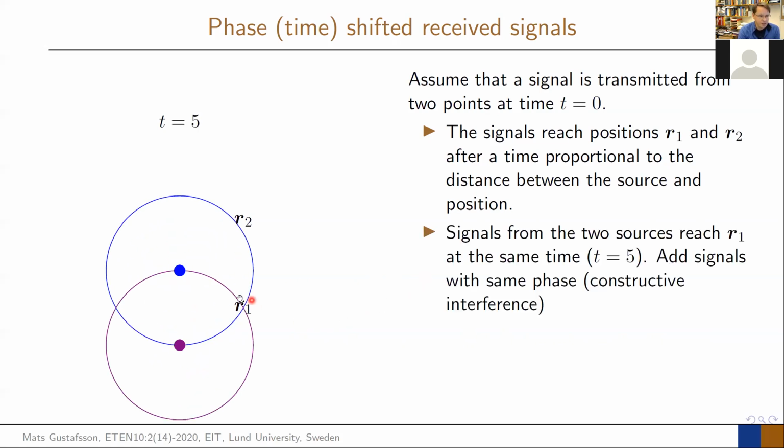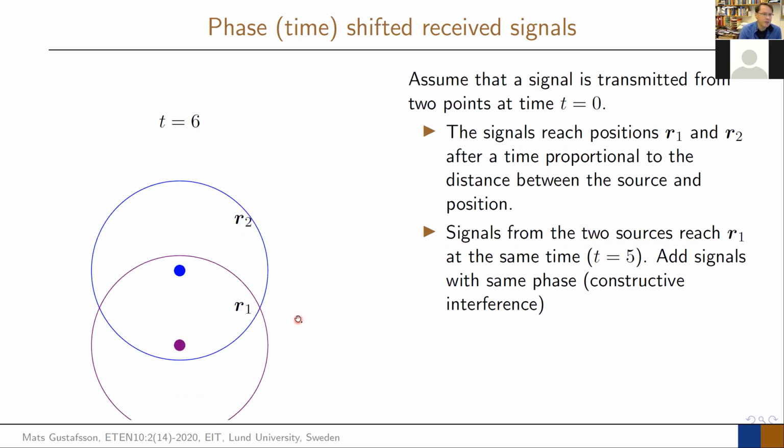And then I can see that when I'm sitting at the receiver here, my physical distance from this point and this point are the same. And that means that those signals will reach this point at the same time, and I can add them up because both come at the same time, which means that they have the same phase. So this is constructive interference. I get just to add those two, basically.